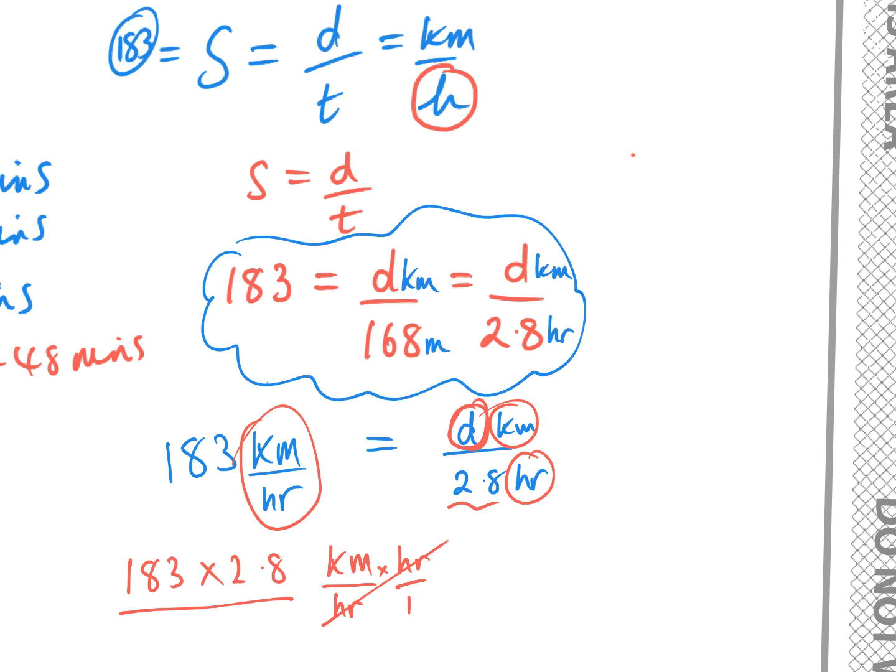So if we look at 183 times 2.8, I get here 512.4 kilometres. Okay, so if the explanation was a bit too long, then just skip forward a bit. You can press the left or right arrow key to go forwards and backwards. Okay, so 512.4 kilometres.